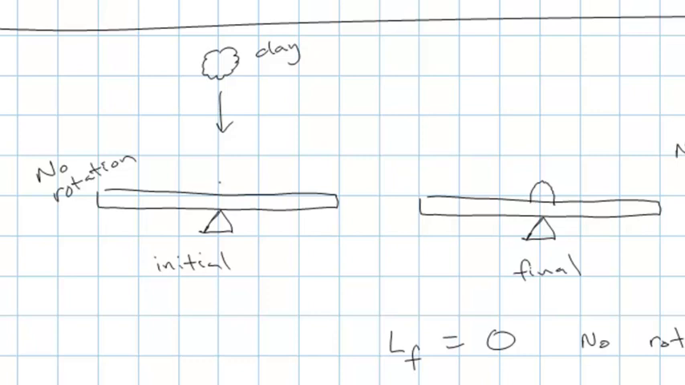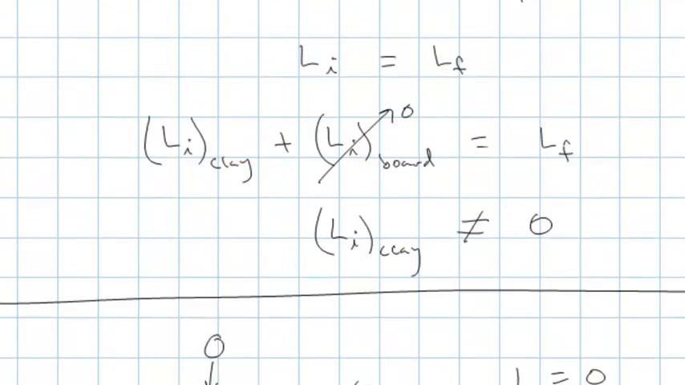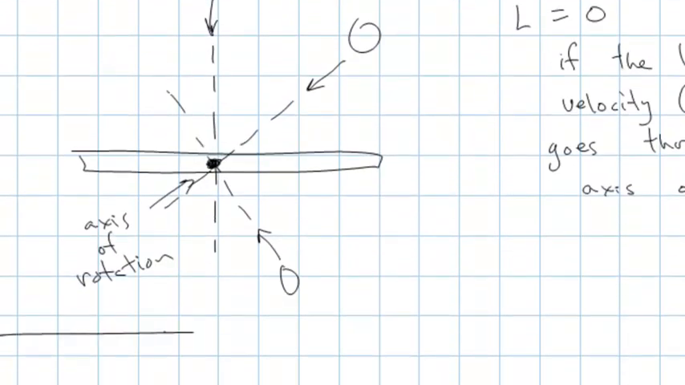The path went right through the axis of rotation, so the clay had no angular momentum initially, and it could not cause the system to rotate. It couldn't change the angular momentum of the system. So let's take a look now at one that's not passing through. There's our axis of rotation.